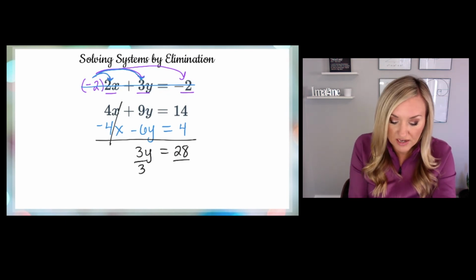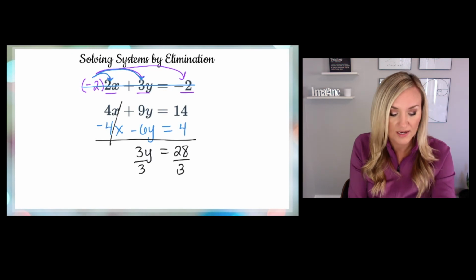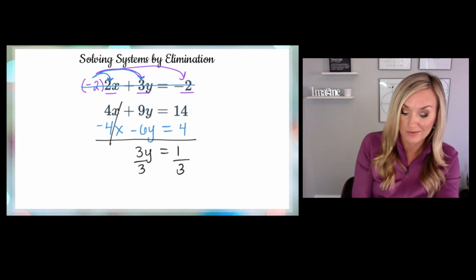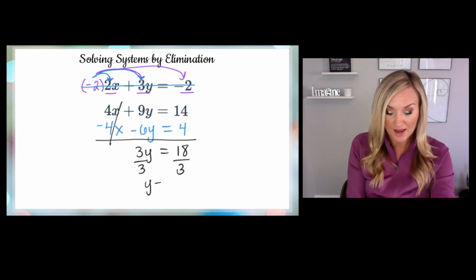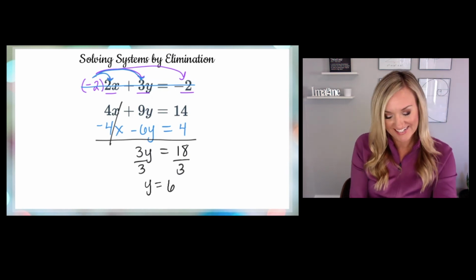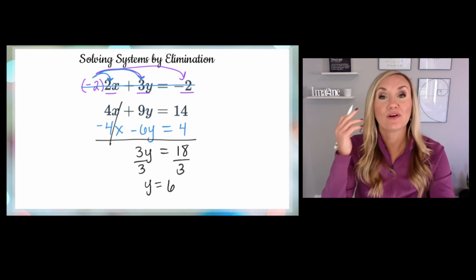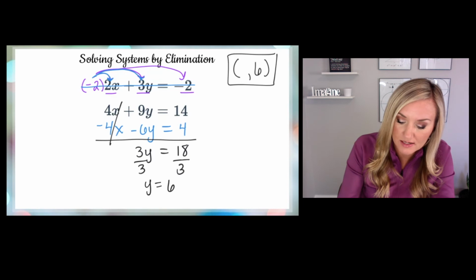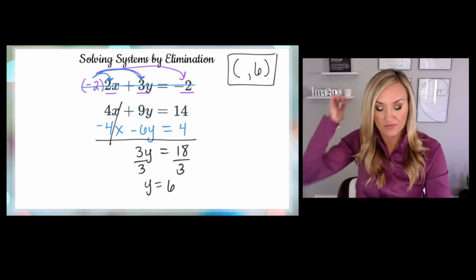And when you divide by 3, why did I say 28? That's not 28, that's 18. I don't know why I did that. Y equals 6. All right, you with me? Cool. Okay, so now let's go ahead and draw our point here. And the 6 goes second because we have found the y.